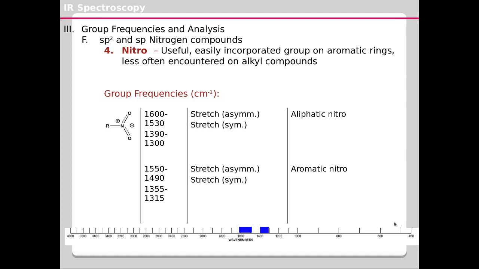Okay, for aromatic nitro compounds, the symmetric stretching vibration of the nitro functional group comes between 1350 to 1355 centimeter inverse, and for asymmetric stretching, it comes between 1490 to 1550 centimeter inverse. So you can see both the symmetric and asymmetric stretching vibration frequencies for aromatic nitro compounds are lesser than those of aliphatic nitro compounds. And if you think about it, you can find the answer very easily why it happens so.